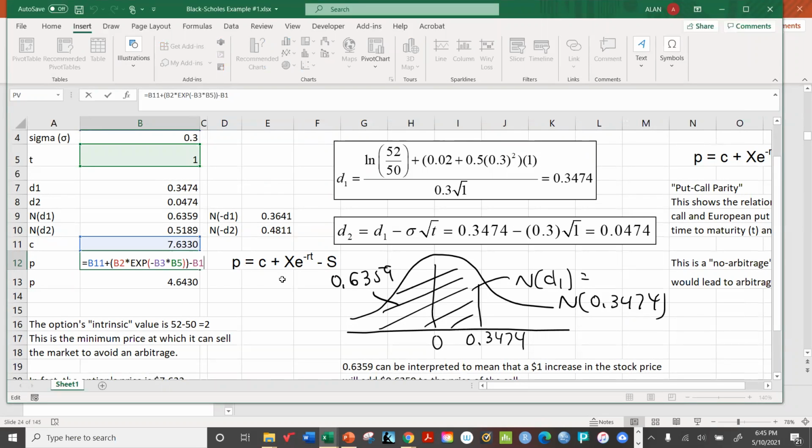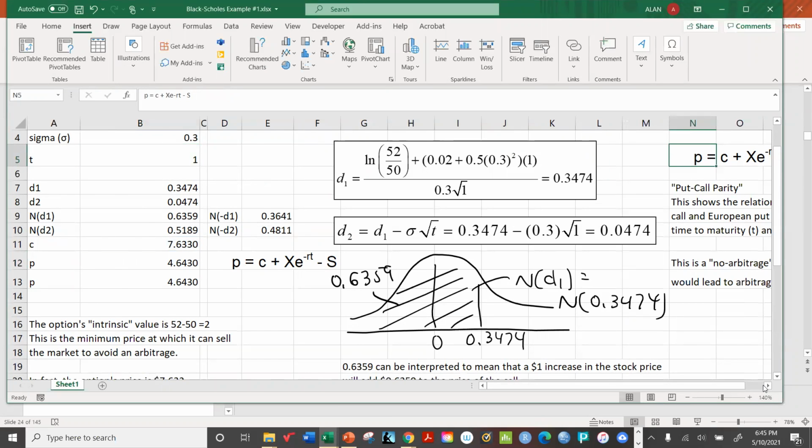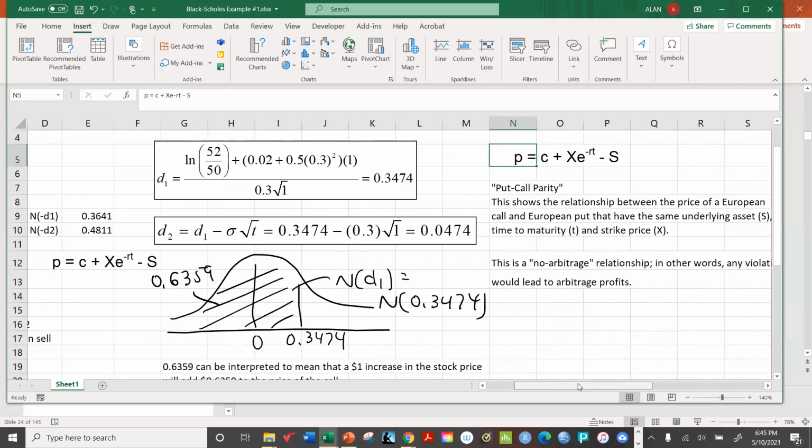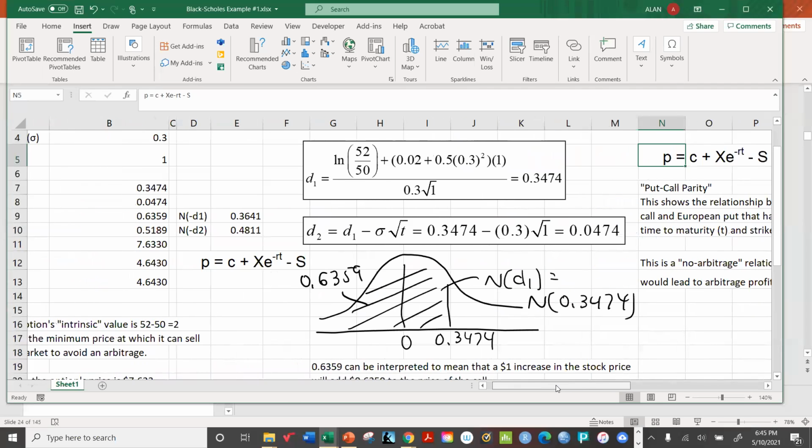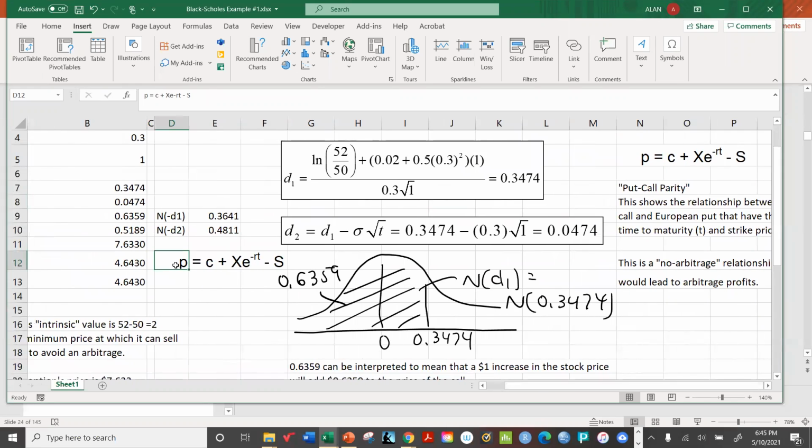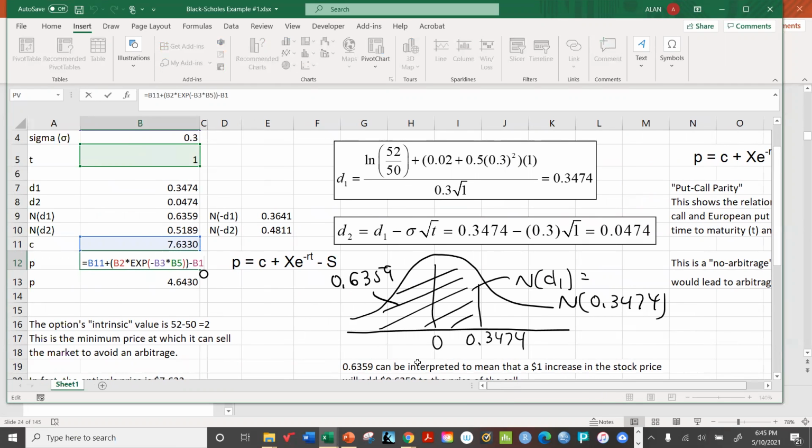It's listed over here. Oh, there it is. I did sneak it over here. Okay, so you've got the call that we just calculated, 7.633, plus the present value of the strike price. Now that's X e to the minus RT, minus the stock price, which is 52. And the net effect is the put price is 4.643. Much of the time, puts are worth less than calls, and that's what happened here.